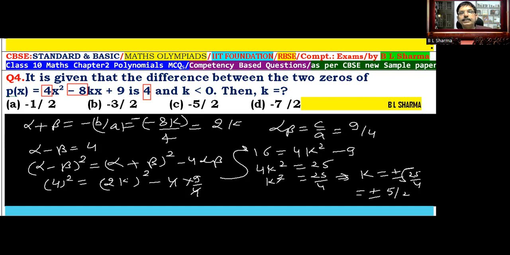ध्यान रखिए, when you take the square root on both sides, it is not only plus, it can be negative also. So the value of k here is positive and negative 5 by 2. But in the question the value of k should be less than 0, means it should be negative only. So here the value of k will be negative 5 by 2, because we cannot take the positive 5 by 2, as in the question the value of k should be less than 0. That is why C is the correct option here.